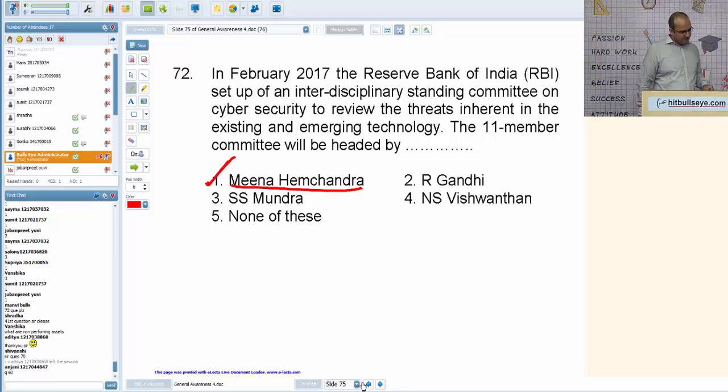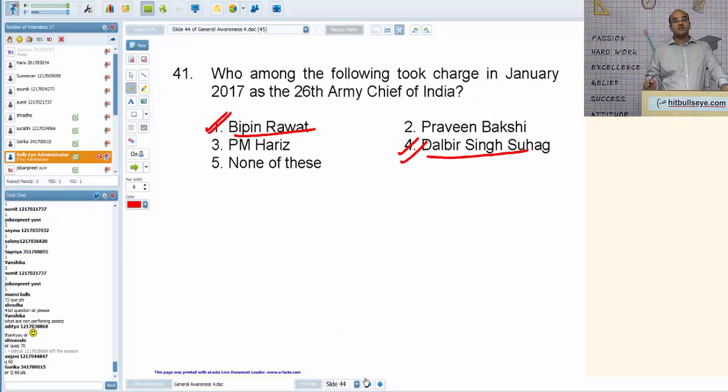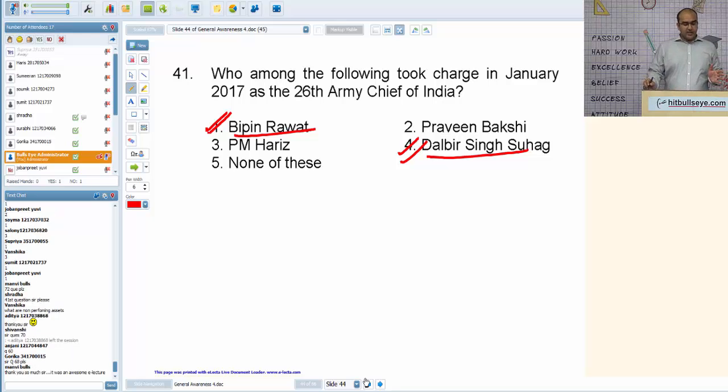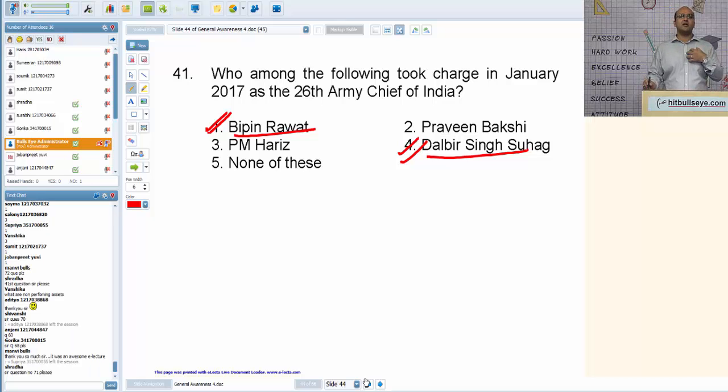That's question number 72. Next we take a look at question number 41. Vanshika is asking, what are non-performing assets? So NPAs are assets which are at risk of going into default, right? So this is one category above defaulting. Defaulting means that I've taken a loan from a bank and I'm not able to pay it back, and I finally say I give up and I won't be able to pay it back.